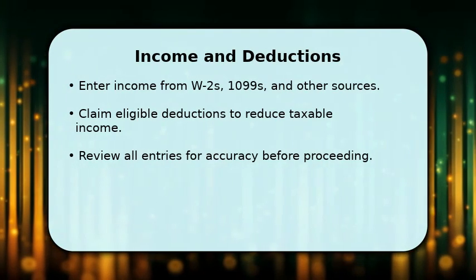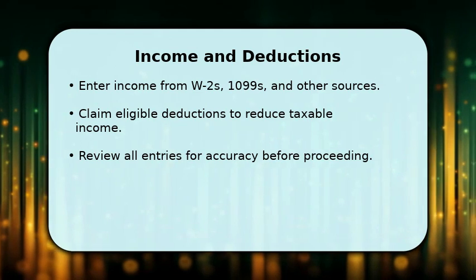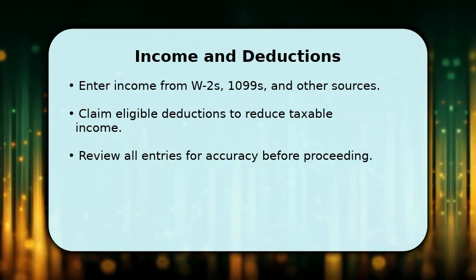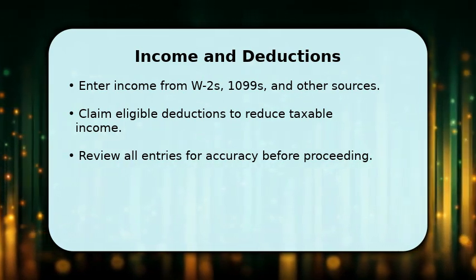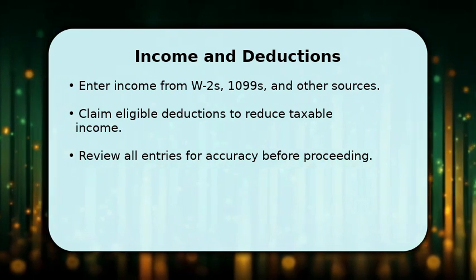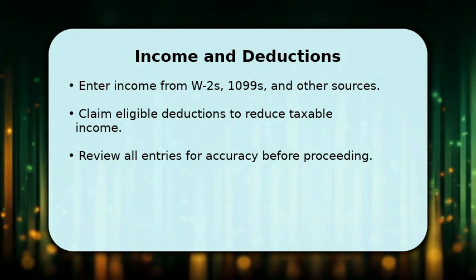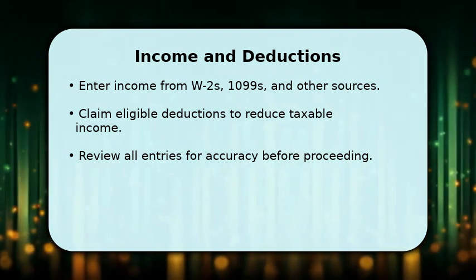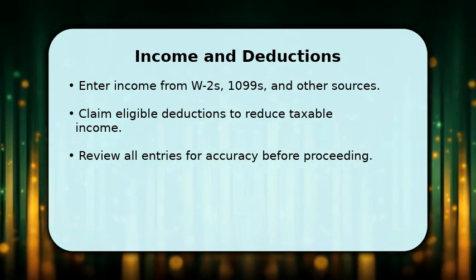Next, you'll accurately input all your income details from sources like W-2s, Form 1099, and any other earnings. Don't forget to claim all eligible deductions, as these can significantly lower your taxable income. Freetaxusa provides clear prompts to help you identify these. Take your time to review each entry carefully to ensure everything is correct before moving on to the next section.